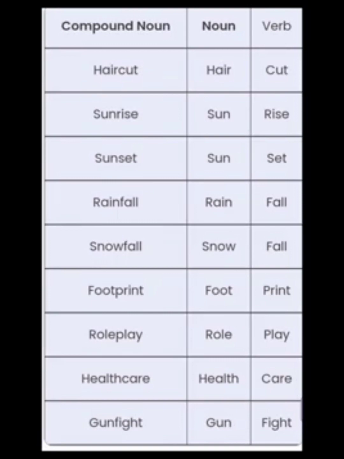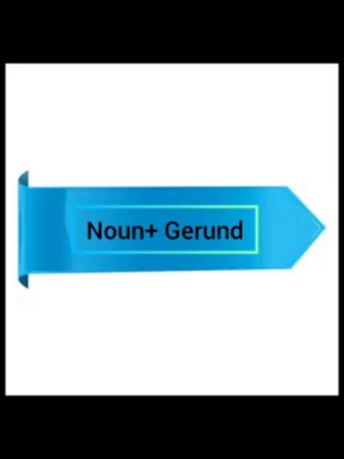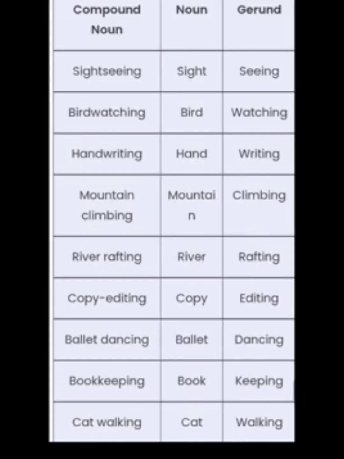Next we have noun plus gerund combination. We will get a compound noun. For example, sightseeing, bird watching, handwriting, mountain climbing, river rafting, copy editing, ballet dancing, bookkeeping, cat walking. The first word is a noun and next we have a gerund. So these compound nouns are formed with the combination of noun and gerund.